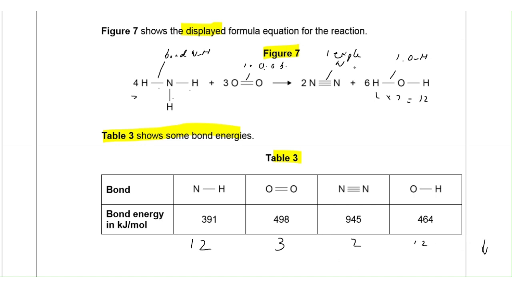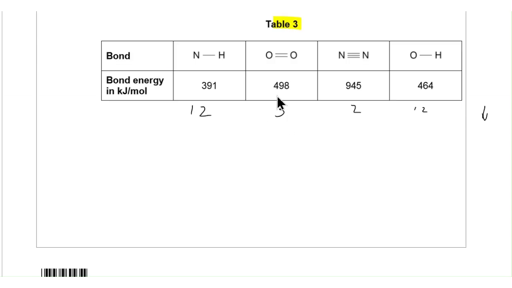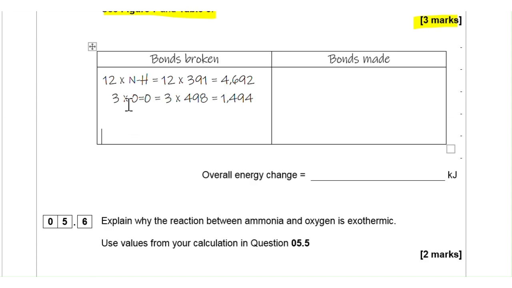Then we just put this information into the table. 12 times NH equals 12 times 391 equals 4692. 3 lots of OO gives us 3 times 498, which is 1494.